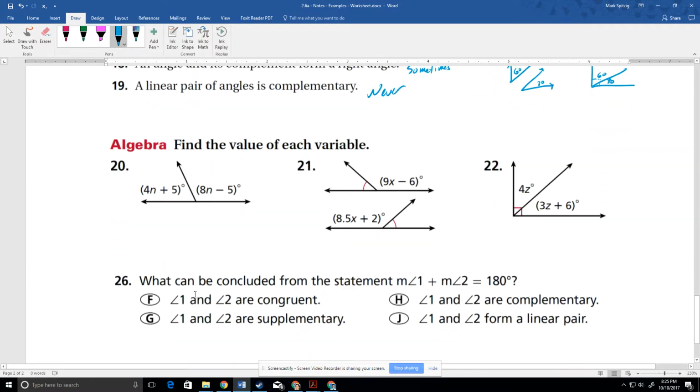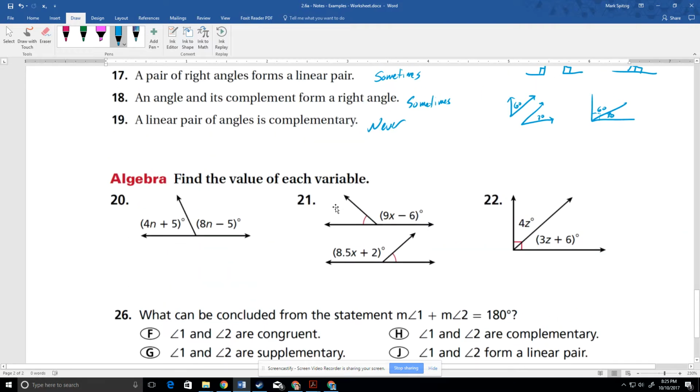All right, a couple more problems here. In this case, we know that these are a linear pair, so we know that 4n plus 5 plus 8n minus 5 equals 180.